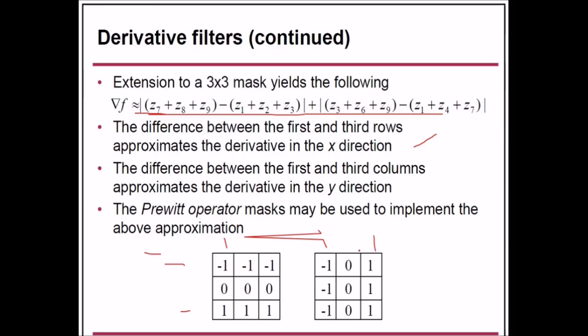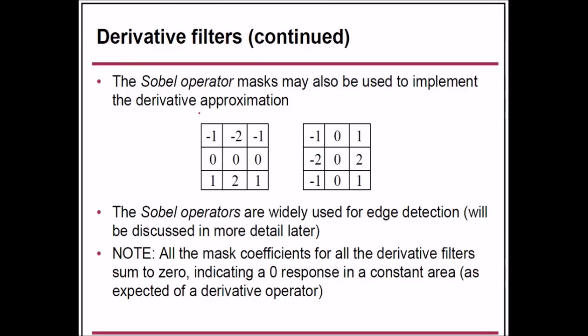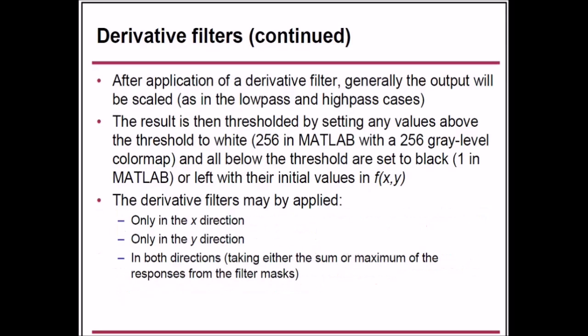This was the Prewitt operator. Also, we have the Sobel operator. This mask may also be used to implement the derivative approximation. Again, these are values in rows and values in columns, and if you add them up you get zero. The Sobel operators are widely used for edge detection. All the mask coefficients for all derivative filters sum to 0, indicating zero response in a constant area, as expected for a derivative operator.